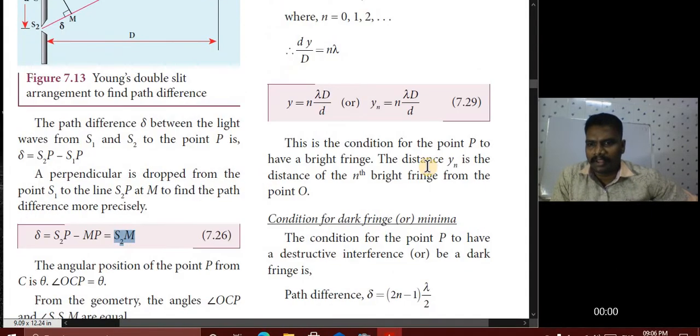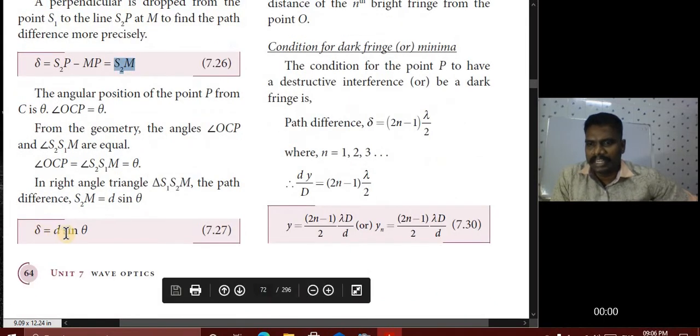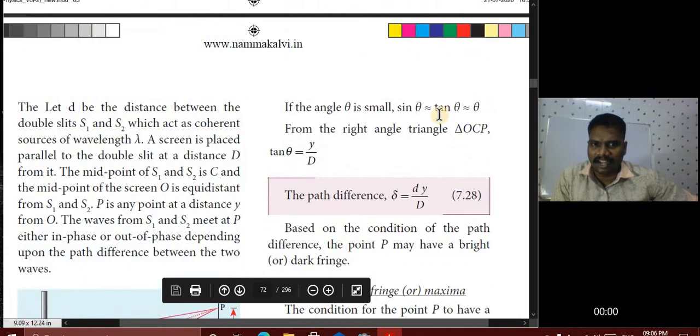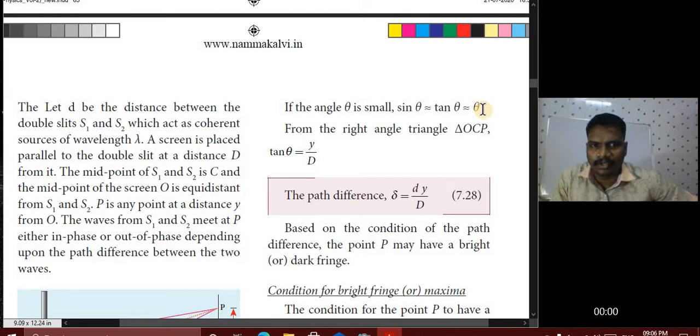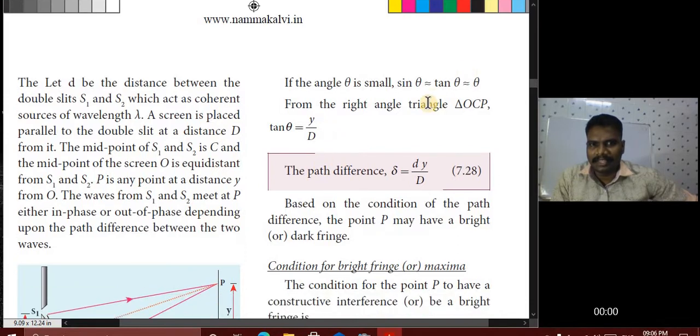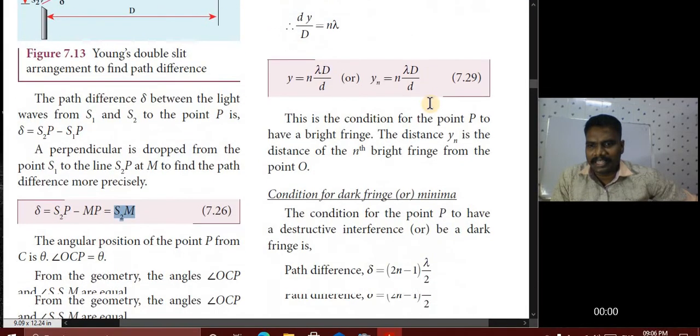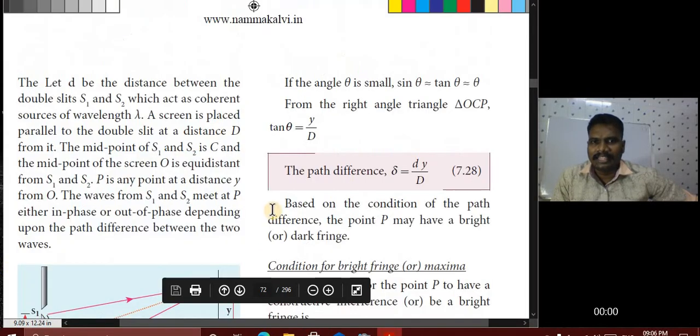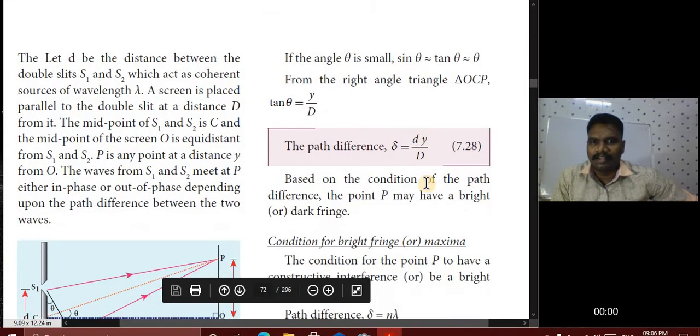From the step del is equal to d sin theta, sin theta can be written as theta, and similarly tan theta is equal to theta. The tan theta value is y by D, so here theta can be replaced by y by D. That is why del is equal to d y divided by capital D.